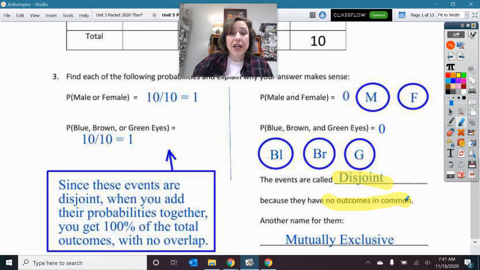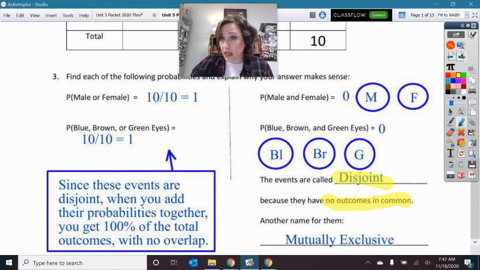Another name is mutually exclusive. You may be exposed to that in AP statistics. I don't know which vocabulary word they use, because I think they do both; I've seen them interchanged. So we should consider that disjoint or mutually exclusive means no outcomes in common. That's why, when we said male or female, they had no overlap, so when we added them together, we got a total of 100%.